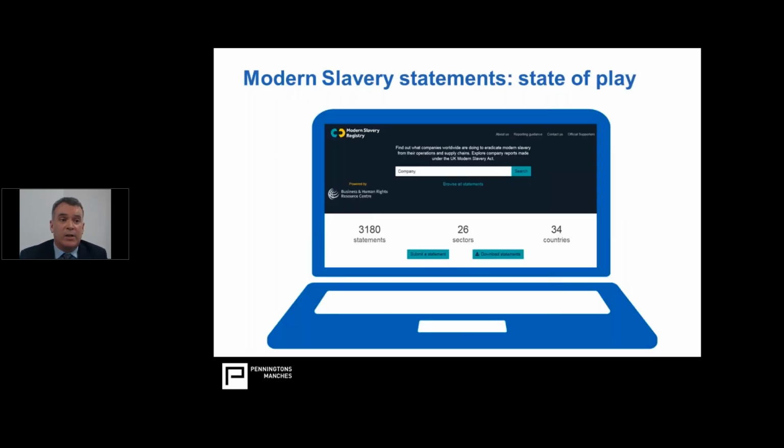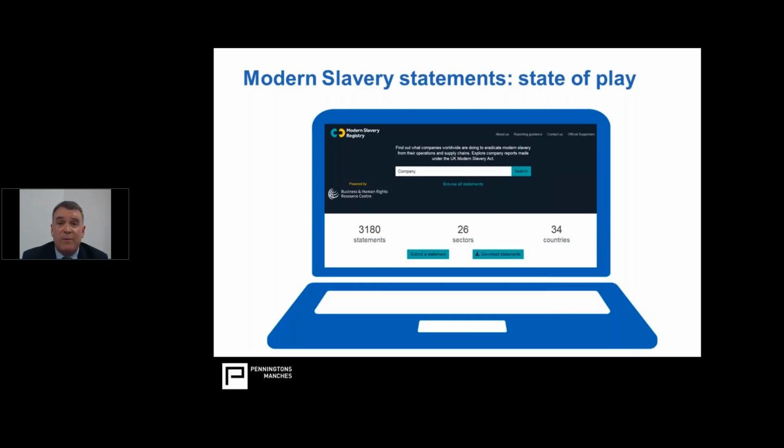Now, what this slide is demonstrating is, again, referring to what Eugene was highlighting before in respect of voluntary initiatives to collate modern slavery statements. So this is the Modern Slavery Registry, and at the time that we took the screenshot for the preparation of this webinar, there were 3,180 statements, but perhaps more interesting, across 26 sectors. So the reality is the ability to compare and assess annual statements clearly already exists.